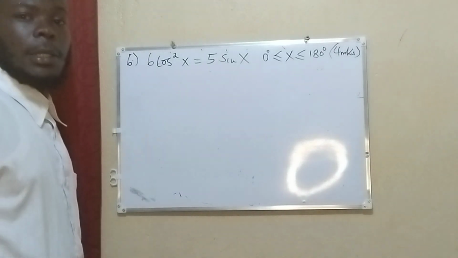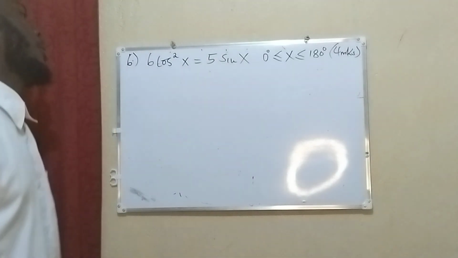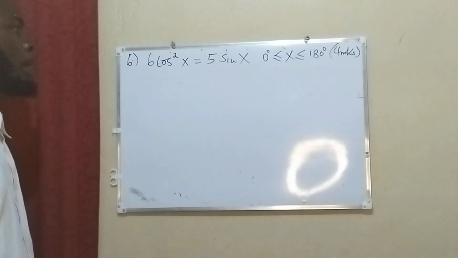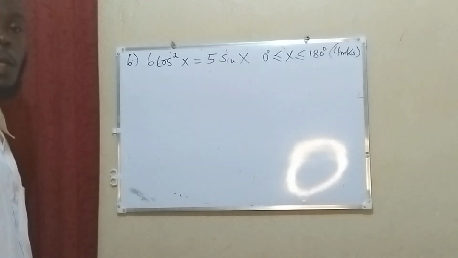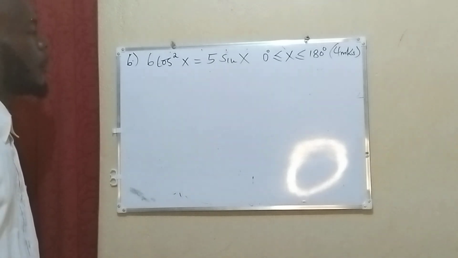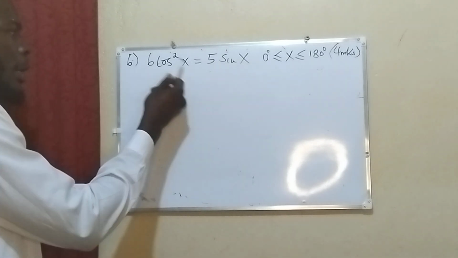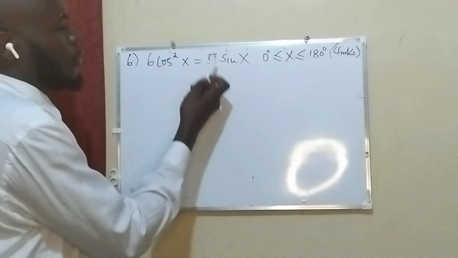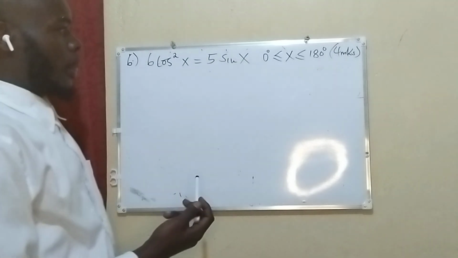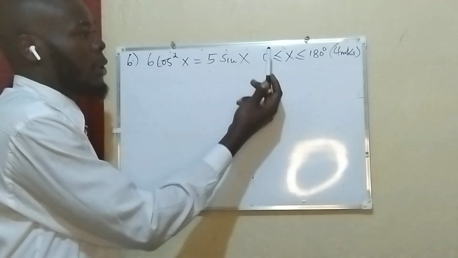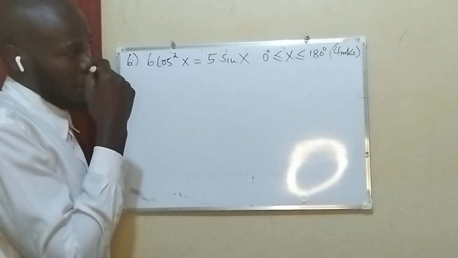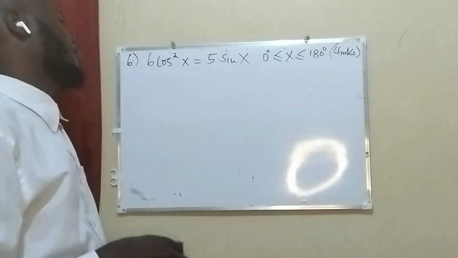Question 6, KCSE Mathematics Paper 2. It was about trigonometry. We have 6 cos squared x is equal to 5 sine x. They want you to find the value of x, and x lies between 0 degrees and 180 degrees. It was 4 marks.